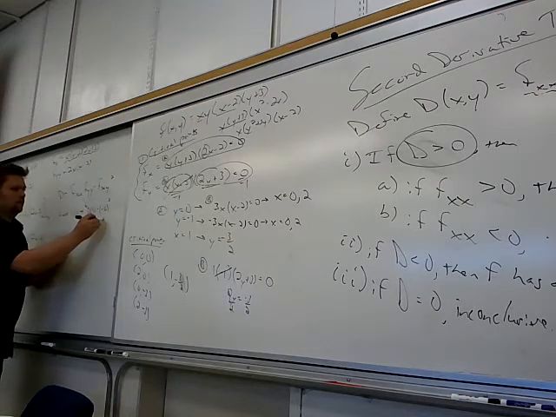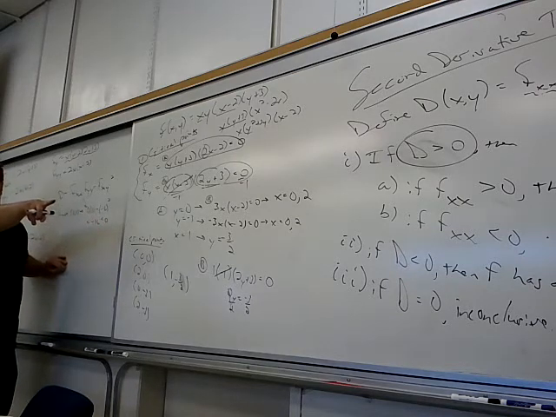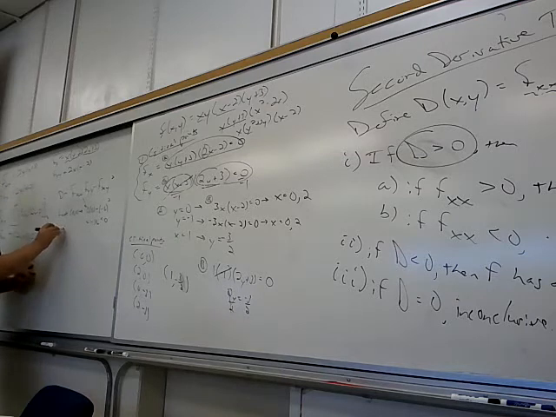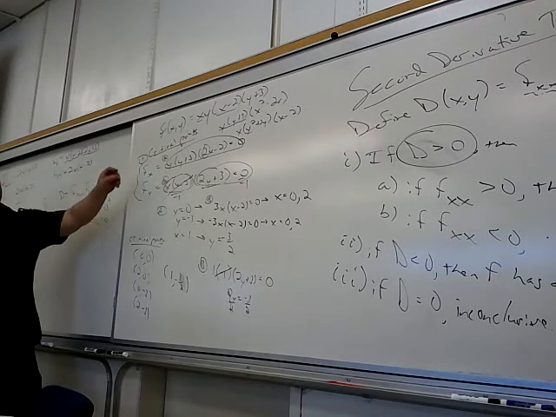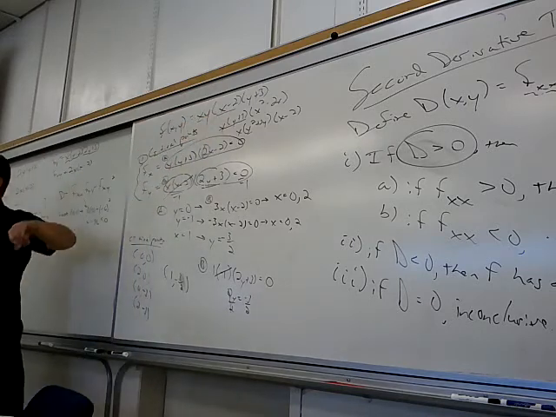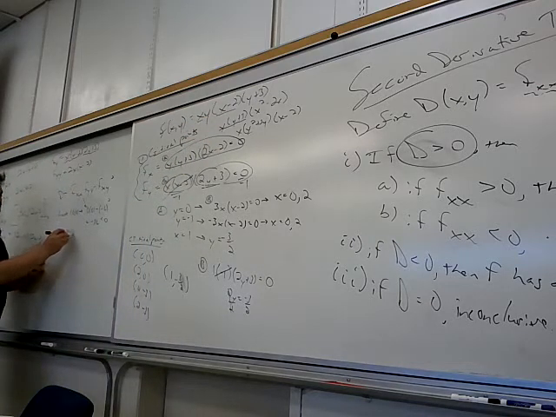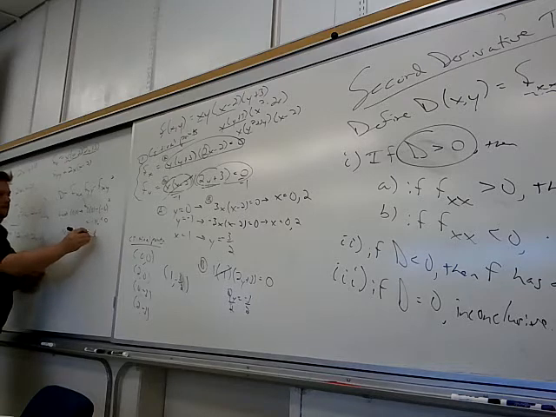That is less than 0, which means I have a saddle point. So 0, 0, whatever. I lost my function. 0, 0, 0. Right? If you plug 0 and 0 and you get 0, that is a saddle point.